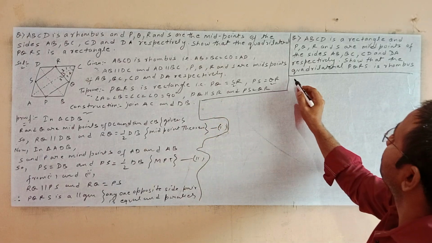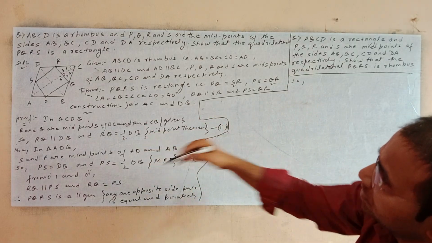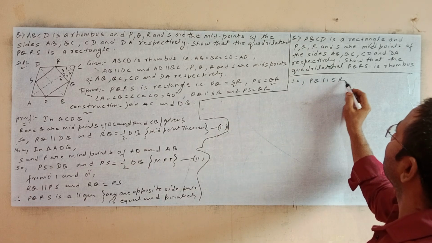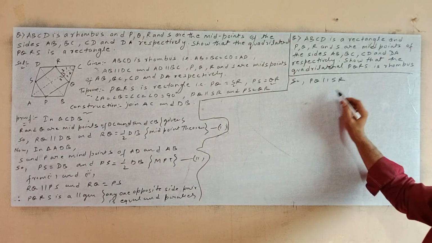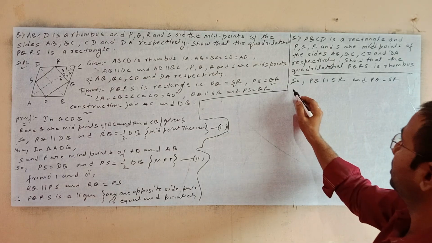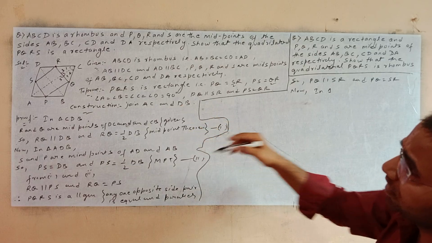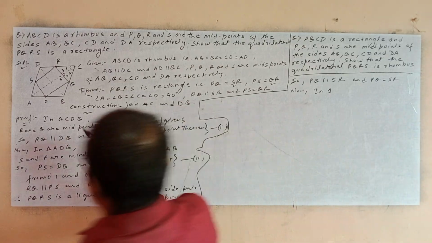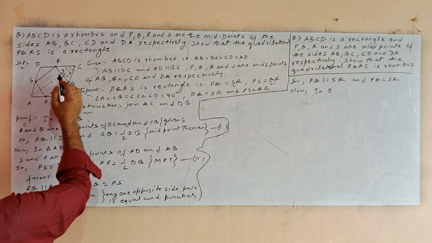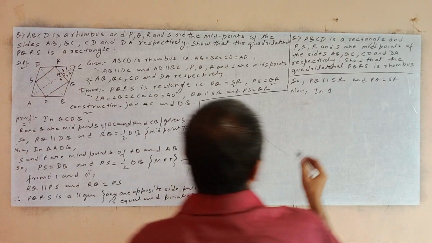First write down here. So what will happen? We have shown PQ parallel to SR, and PQ is equal to SR. Now suppose we give this name as PQRS, and suppose you give M here as the name.